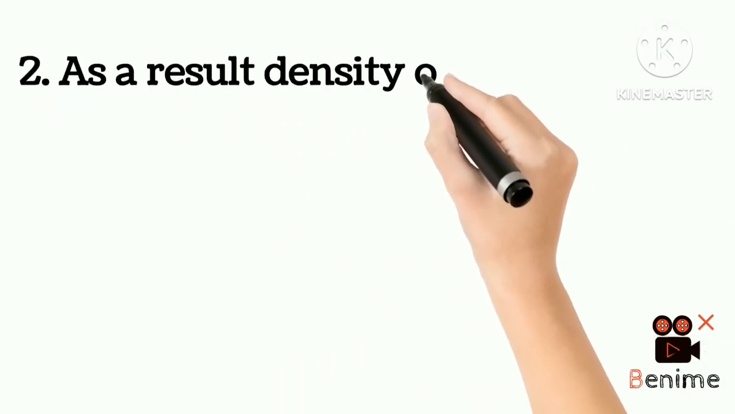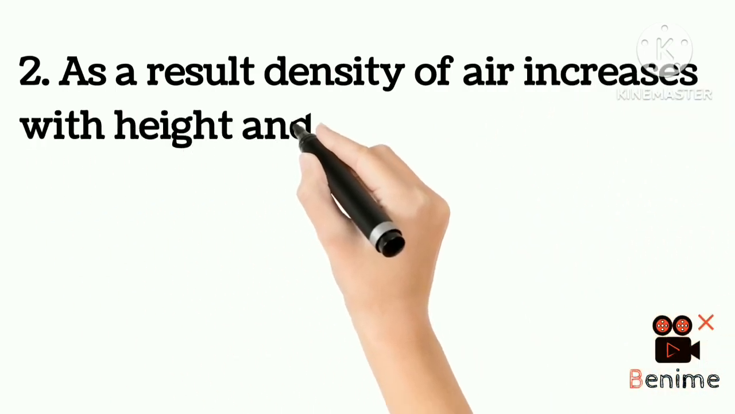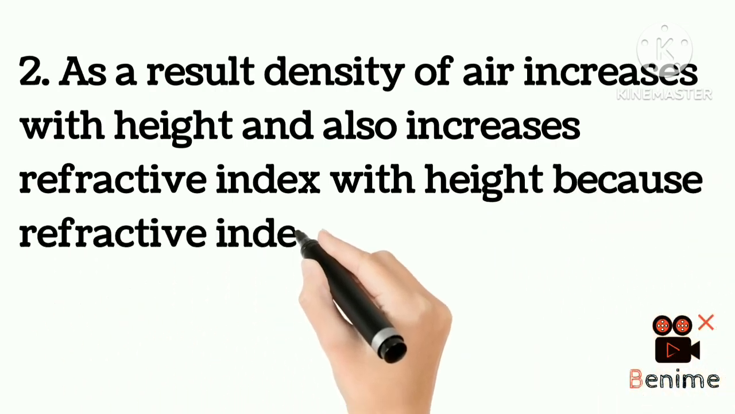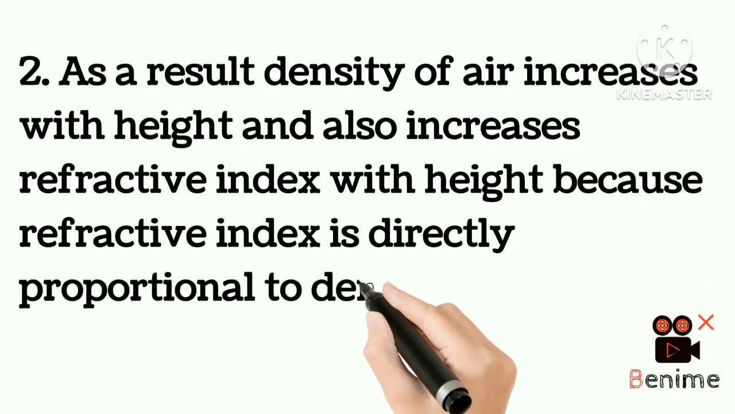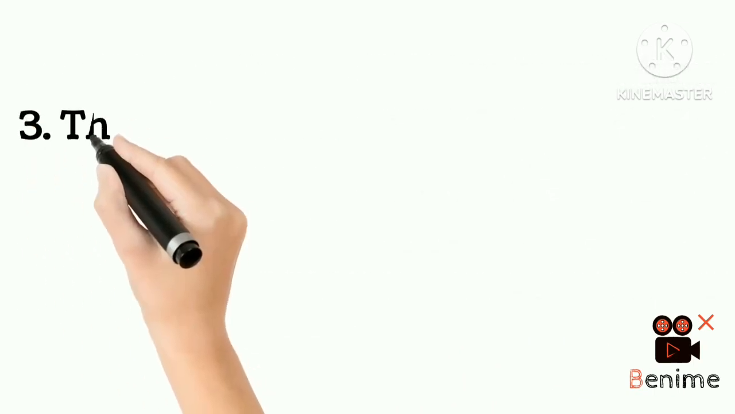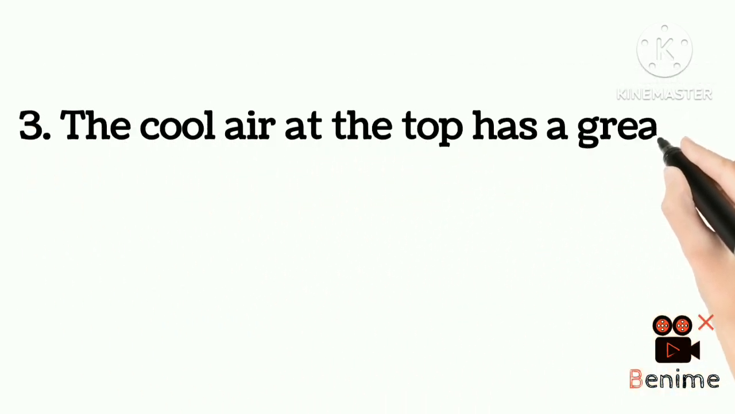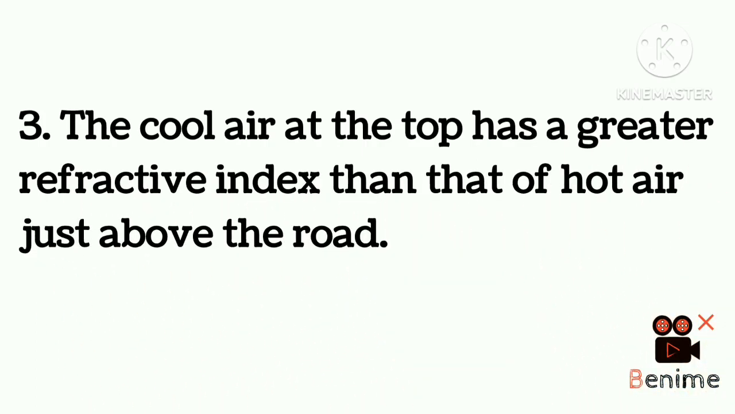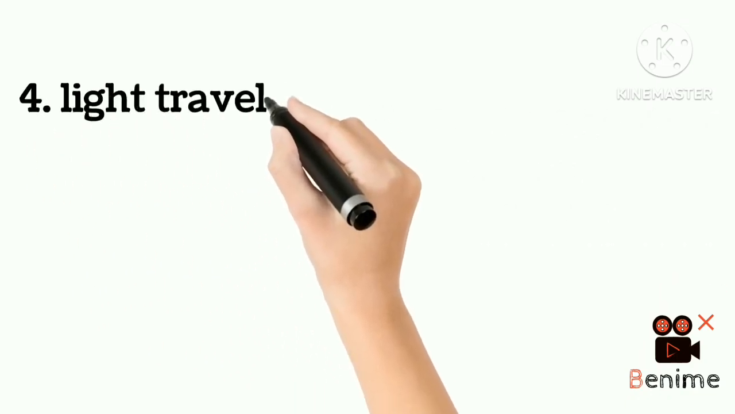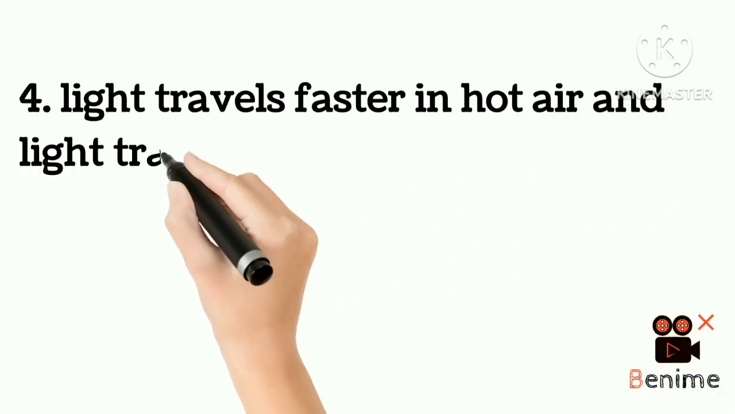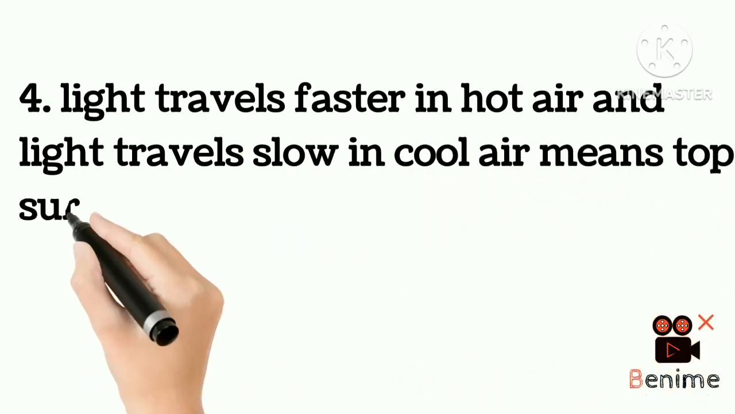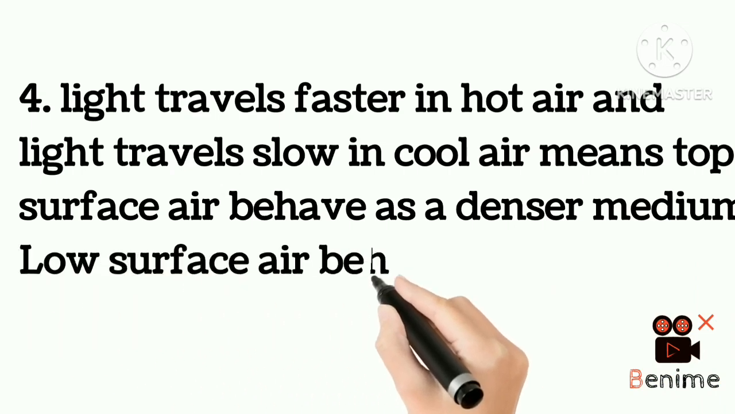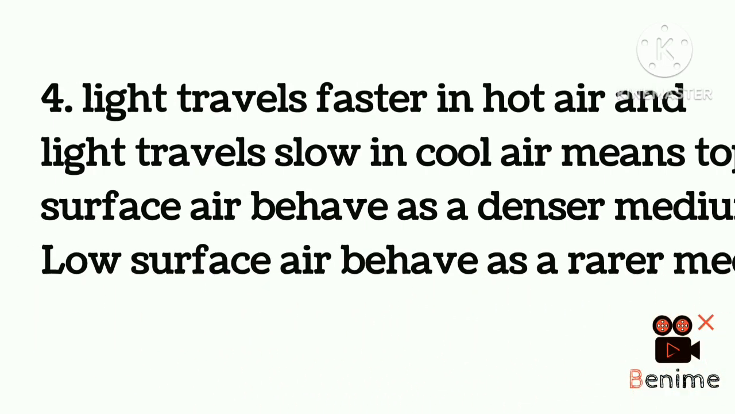Second point: as a result, the density of air increases with height and the refractive index also increases with height, because refractive index is directly proportional to density. Third point: the cooler air at the top has a greater refractive index than the hotter air just above the road. Fourth point: light travels faster in hot air and slower in cool air, meaning top surface air behaves as a denser medium and low surface air behaves as a rarer medium.